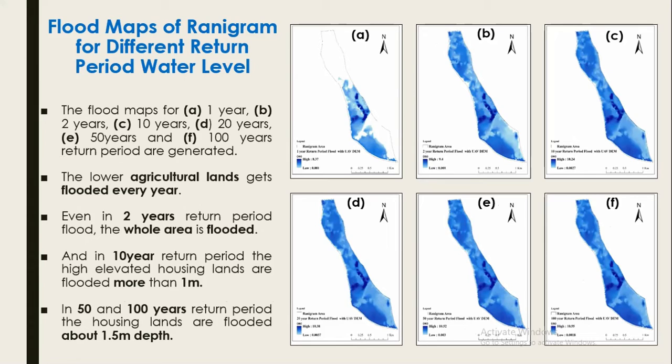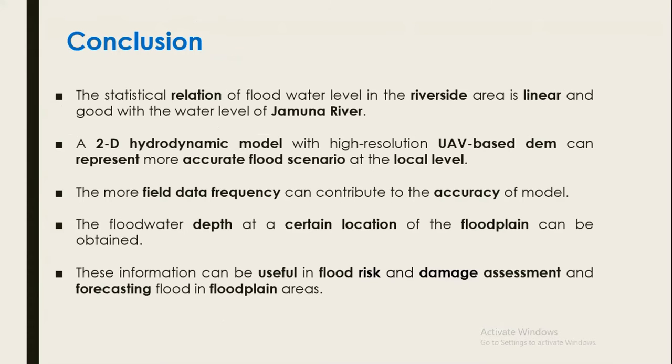The flood maps for 1 year, 2 year, 10 year, 20 year, 50 year, and 100 year return periods are shown here. We can see that the lower agricultural lands get inundated every year, and even for the 2 year return period flood, the whole area is flooded, and for the 50 and 100 year return period floods, even the housing lands get flooded to about 1.5 meter depth.